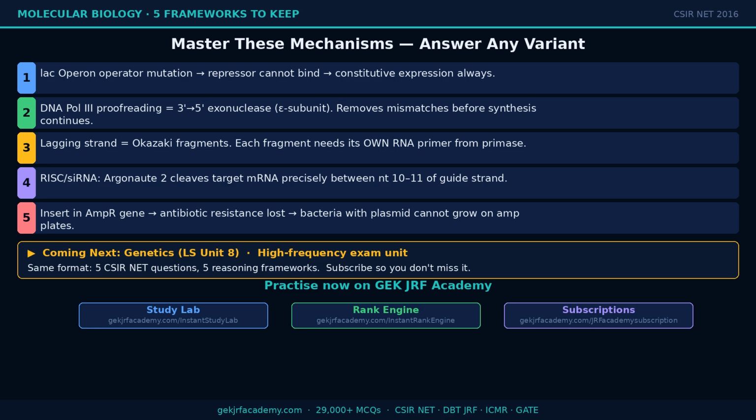Framework 5. Insertional inactivation of the antibiotic resistance gene, not the reporter gene, means bacteria with the plasmid cannot grow on selection plates. No growth, no colonies, no color readout. Each of these frameworks is a class of reasoning. If you understand why constitutive expression follows from operator disruption, you can answer any operon regulation variant. If you understand the geometry of lagging strand synthesis, every Okazaki fragment question becomes trivial.